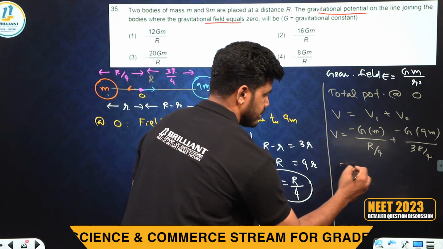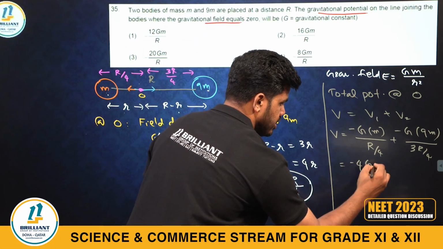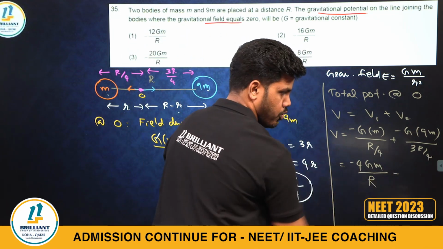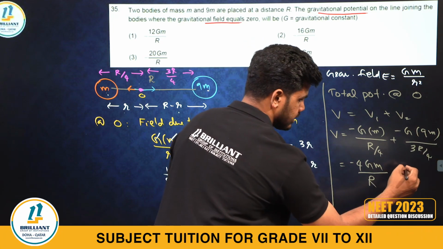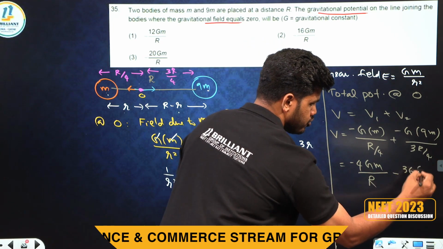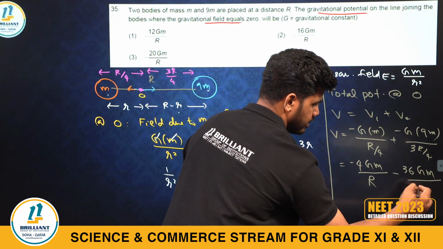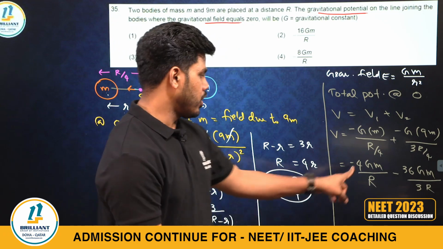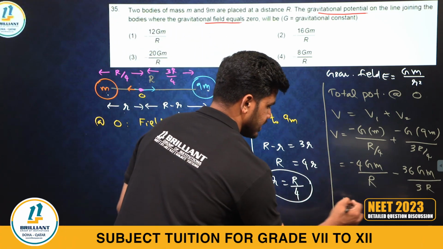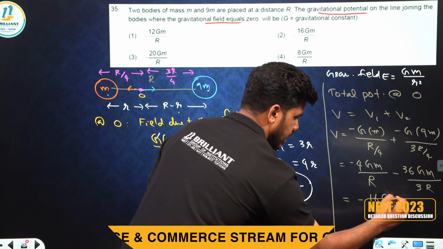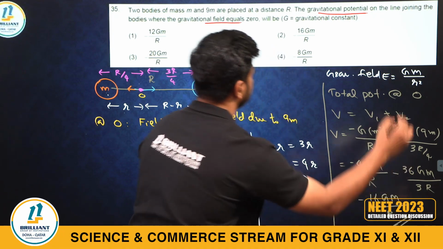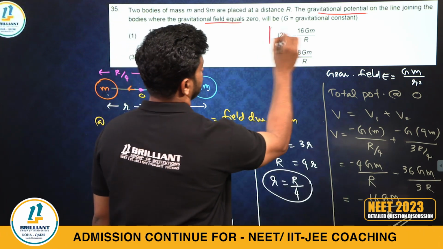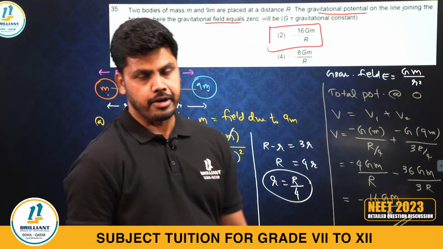And we get minus 4Gm by R on simplifying the first term. And minus, here 4 into 9, 36 Gm divided by 3R, correct? 3 and 36 can be cancelled by 12. 12 and 4 becomes 16. So we get minus 16 Gm divided by R, and yes, we have option 2. The second option is the correct answer, minus 16 Gm by R.